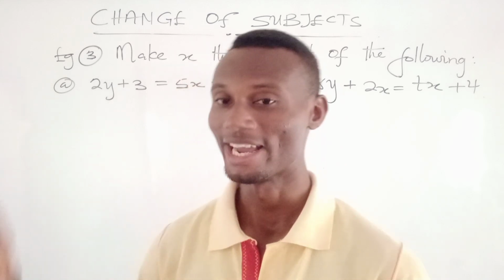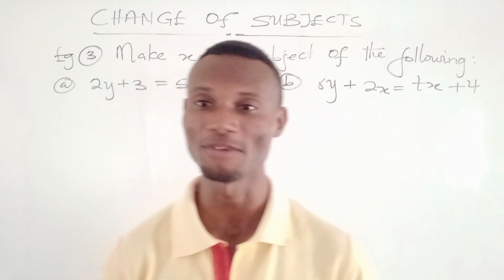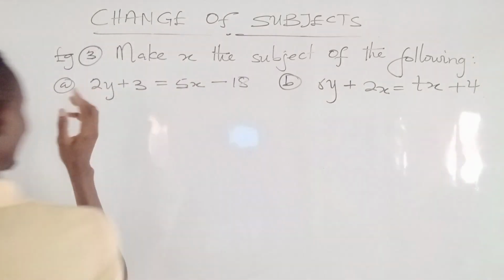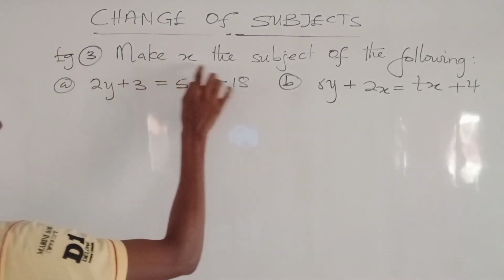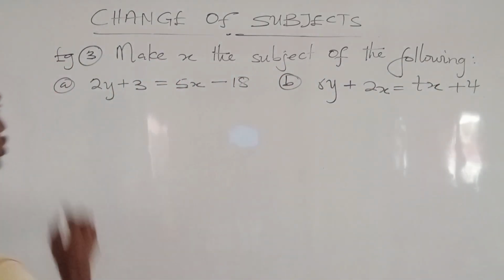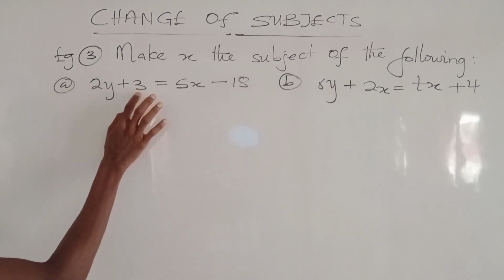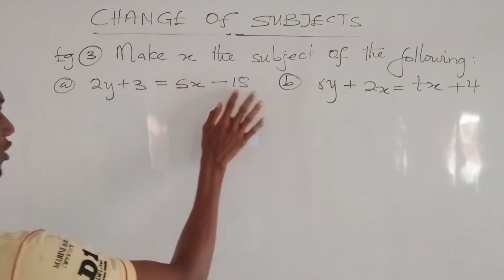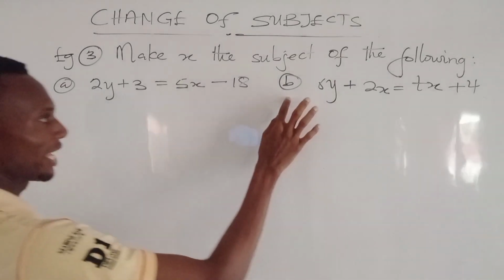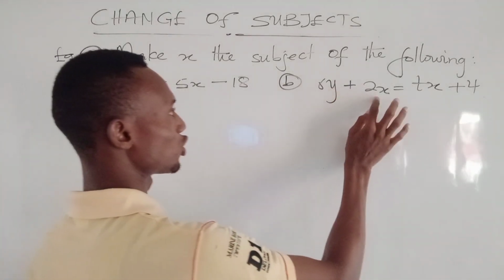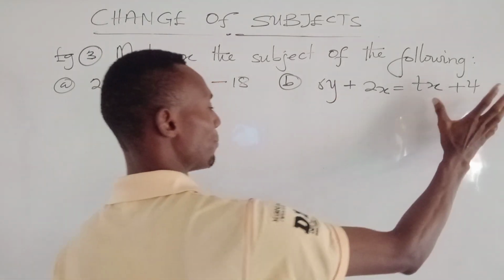So let's go ahead and solve example 3 that I have on the board. Example 3 says make S the subject of the following. A, I have 2y plus 3 equals 5s minus 18. And B, I have ry plus 2s equals ts plus 4.